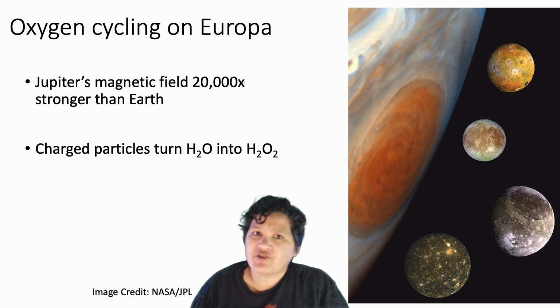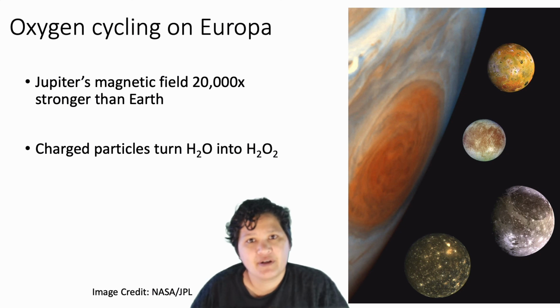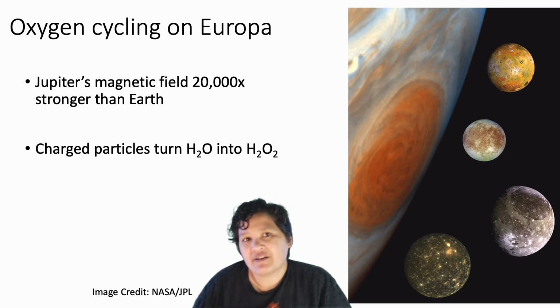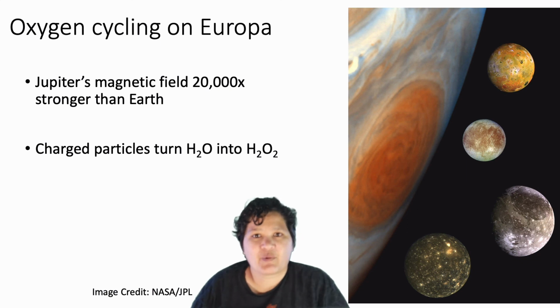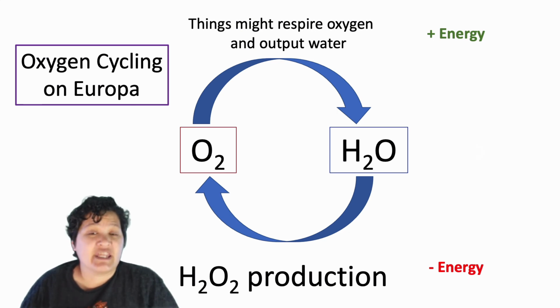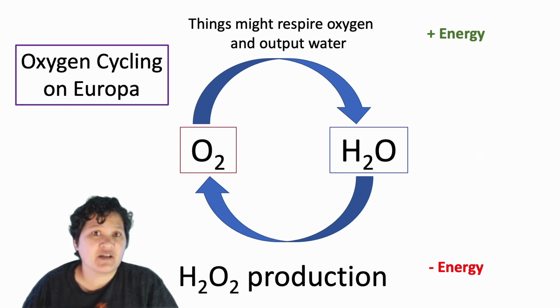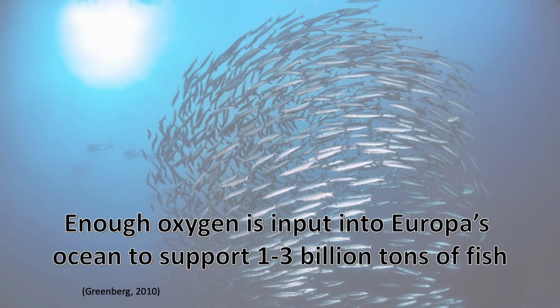Where there is a lot of hydrogen peroxide present, it can react with itself to turn into oxygen and water. So here's what we speculate an oxygen-based ecosystem might look like on Europa. Let's say we have organisms that respire oxygen for energy production and output water. That water can then be hit with those charged particles from the magnetic field and turned into hydrogen peroxide, which then turns into oxygen. One model estimates that there's enough oxygen put into Europa's ocean to support 1 to 3 billion tons of fish. Now, that's not a lot compared to Earth's ocean, but it is something.